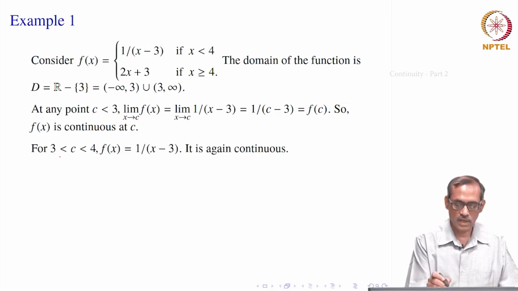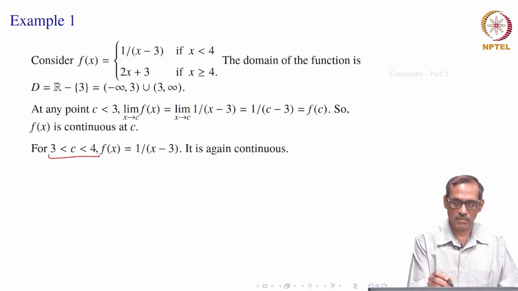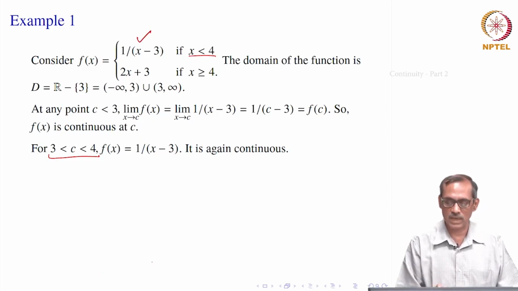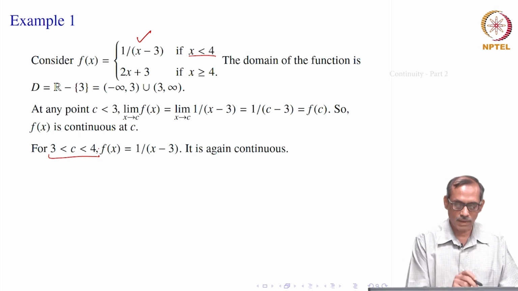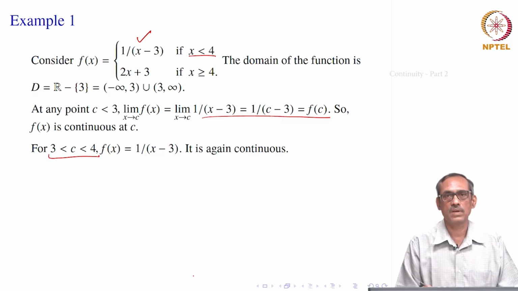Now, suppose C is a point between 3 and 4. Okay. C is between 3 and 4. Because the definition of the function involves x less than 4, we are considering that case first. Again, the first one is applicable. So, f of x equals 1 divided by x minus 3. So, what happens for the limit? You see that the limit of f x, 1 divided by x minus 3, again the same way, will be equal to f of C. Therefore, it is continuous there.